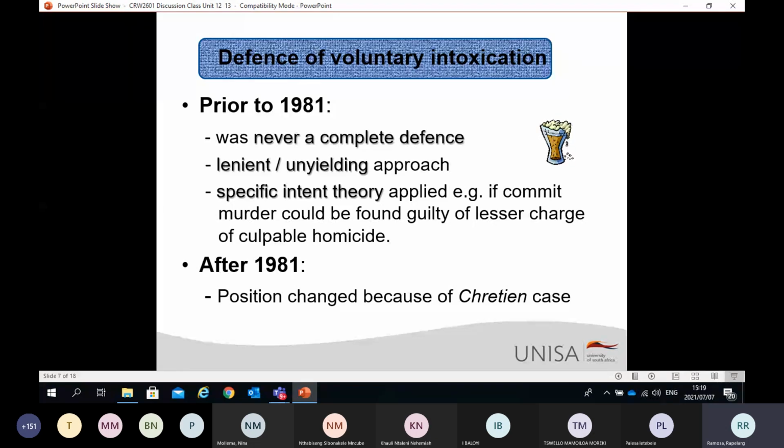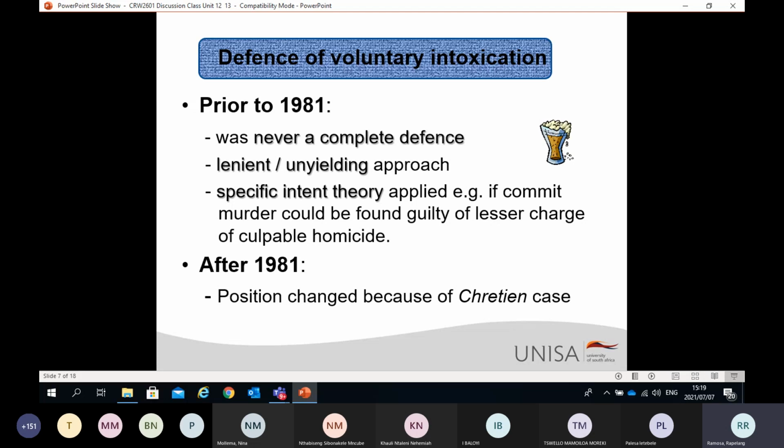And likewise, in the case of Johnson, the accused was an 18-year-old boy who was arrested and put in jail for being drunk in public. So in that instance, while he was in the jail cell, he assaulted somebody with a bucket, another inmate, while in a state of intoxication, and killed that person.